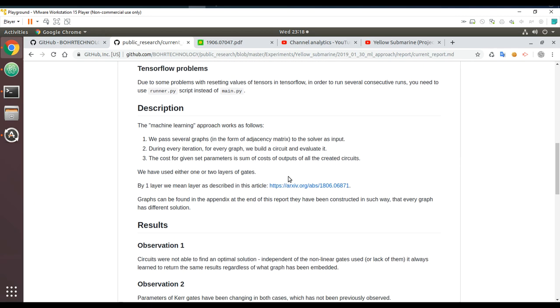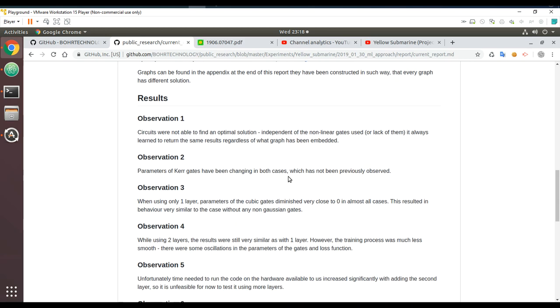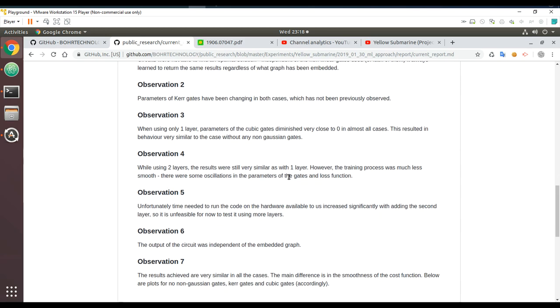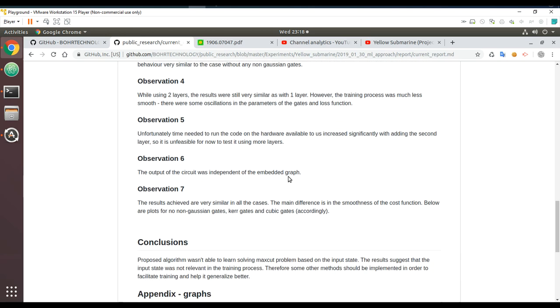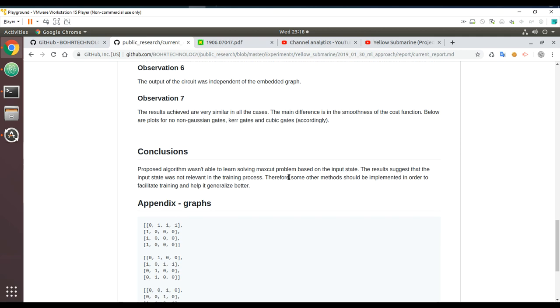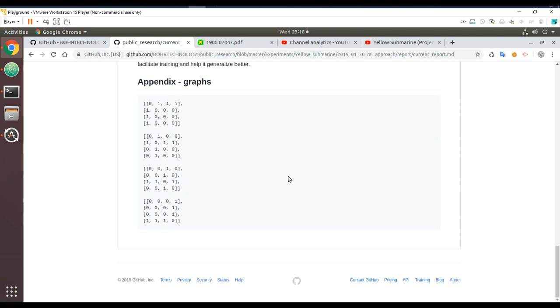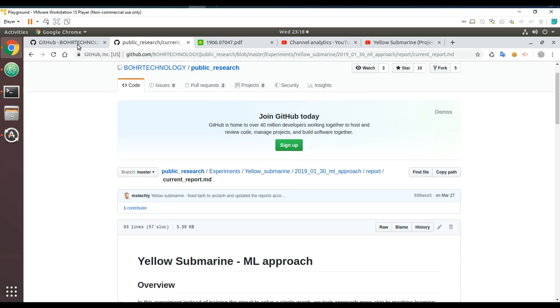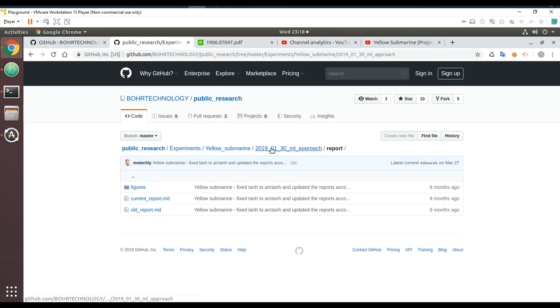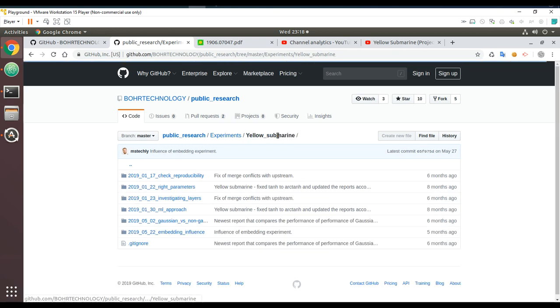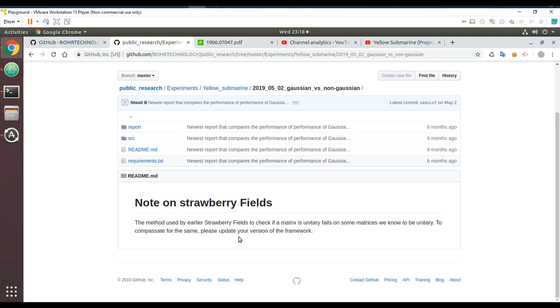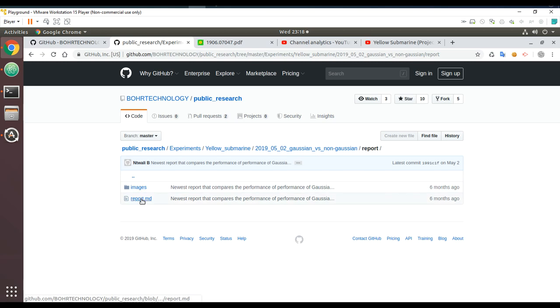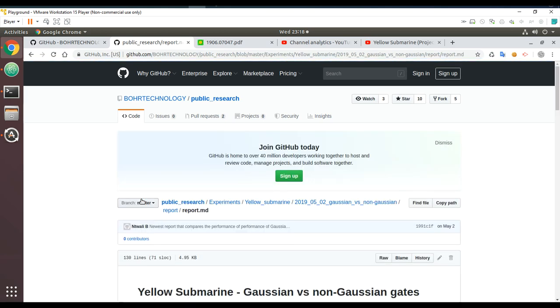The machine learning approach works as follows. Post algorithm wasn't able to learn solving a Maxcap problem based on the input state. Okay. And then basically there's another one, which is Gaussian versus non-Gaussian. Report. So what do we get? What have we got here?